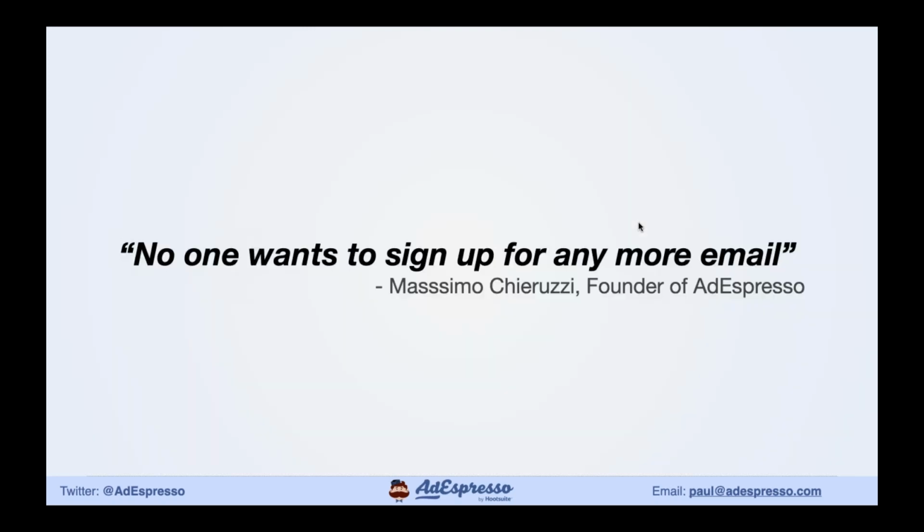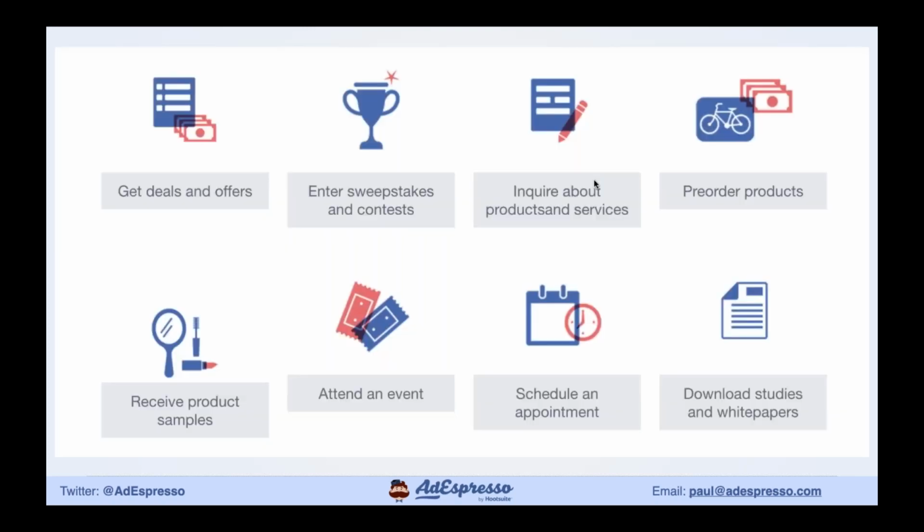As Massimo, who's the founder of AdEspresso, puts it, no one wants to sign up for any more email. Email is very valuable for people. They're not going to give up their email lightly. You've got to give them that value. You've got to give them that incentive. So we've got to be thinking about a lead magnet. Just join our mailing list is not going to work these days. You've got to give that real specific incentive. So what we're going to do in this section is I'm just going to give you some ideas on different categories of lead magnets there.